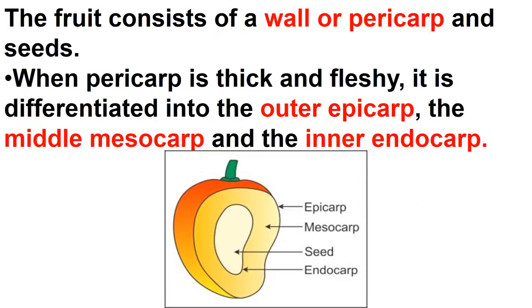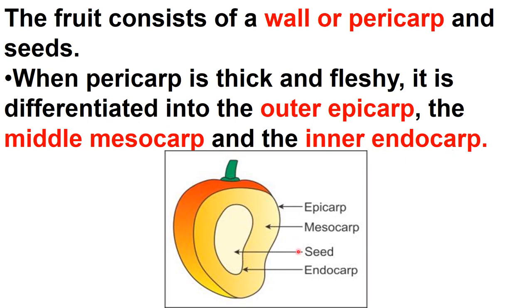The fruit consists of a wall or pericarp and seeds. So you can say there are two parts of the fruit. The outermost layer of the fruit is called the fruit wall, and the fruit wall is also called pericarp, right? And inside the fruit, seeds are present. In some fruits the pericarp, or fruit wall, is thick, and in some it can be thin. When the pericarp is thick and fleshy, it is differentiated into outer epicarp, middle mesocarp, and inner endocarp, right?